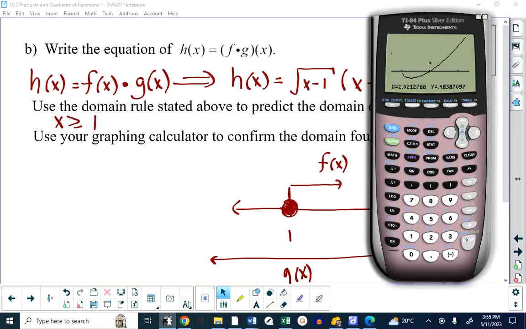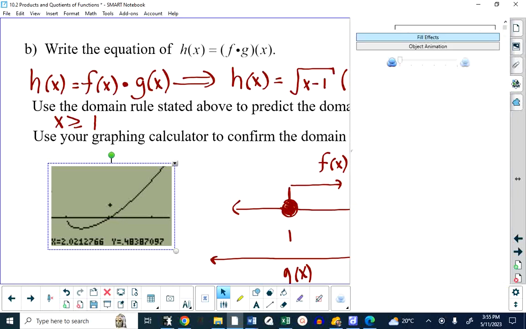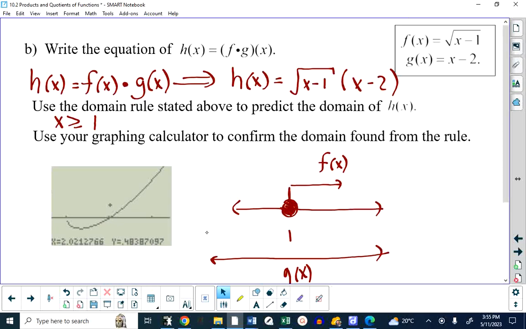And that's what it looks like. And you need to be aware that your graphing calculator has limitations. It's not doing a stellar job of graphing this, particularly close to that x-intercept, but trust me that it does start at 1 and go around and up. So x is in fact greater than or equal to 1.